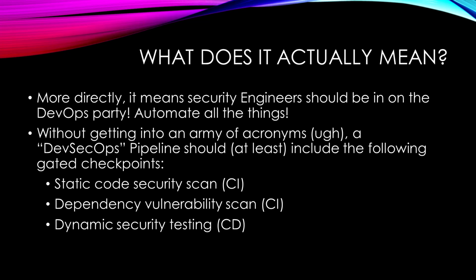More directly, it means security engineers should be in on the DevOps party. Automate all the things. Without getting into an army of acronyms, a DevSecOps pipeline should at least include the following gated checkpoints: static code security scan, a dependency vulnerability scan, and dynamic security testing. So think pen testing and other things that are tested once the application is in an environment.